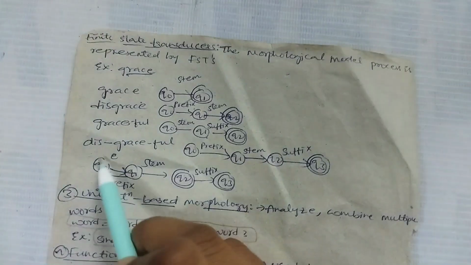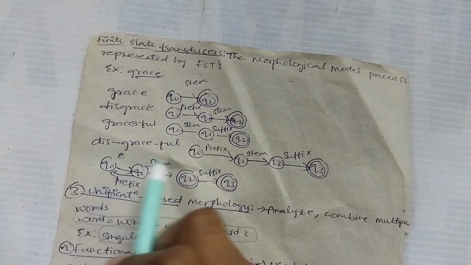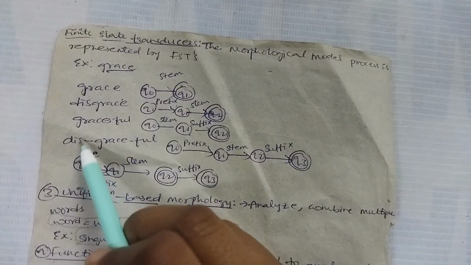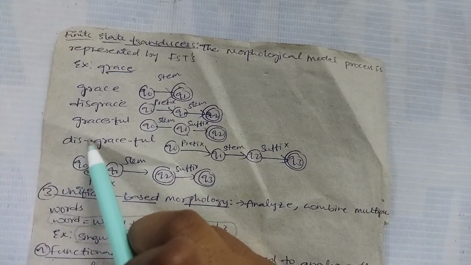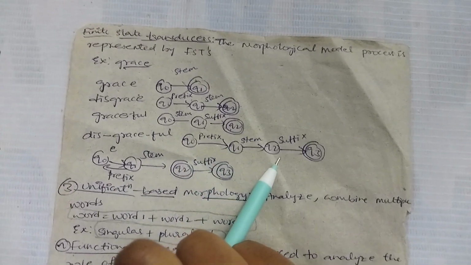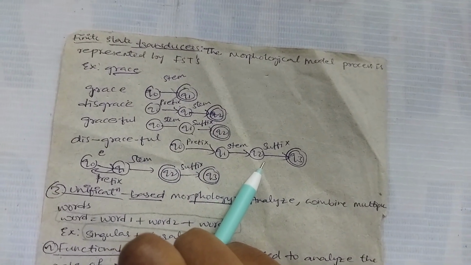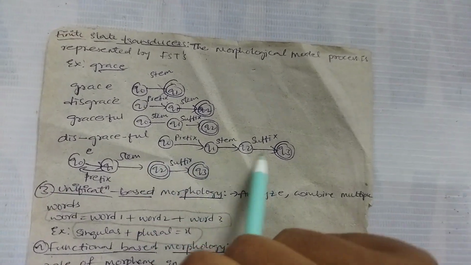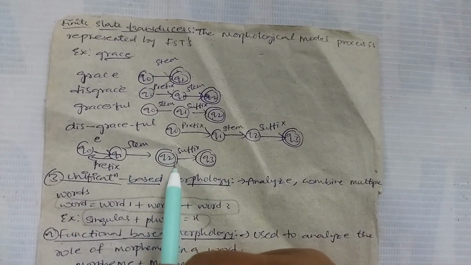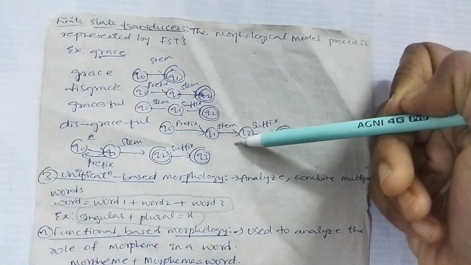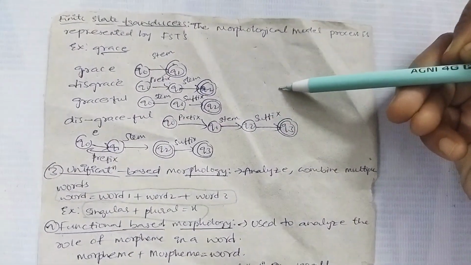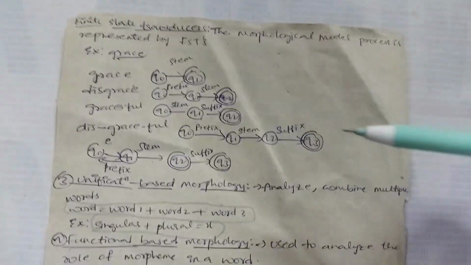Disgraceful: we have three parts. Grace is the main word. This is a prefix, and this is a suffix. Grace is the stem or main word. The main word starts with this. Q0 is the first state. Then Q1 ends with the last word, full: graceful. These are the representations. We use prefix first, stem after, then suffix. Regarding the word we are taking, we will represent this method. Like this process, we will represent the transducers.